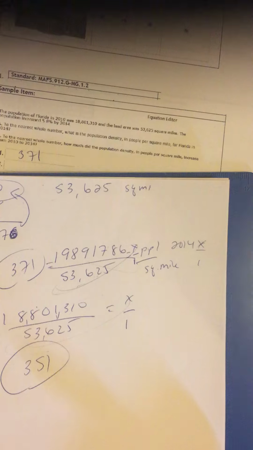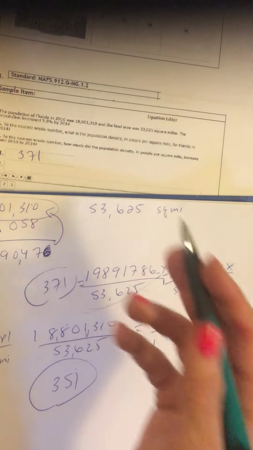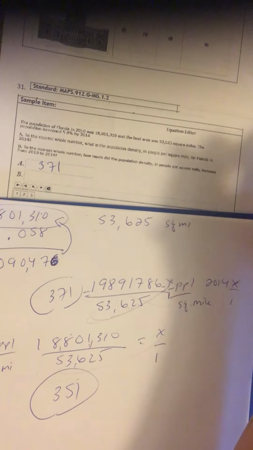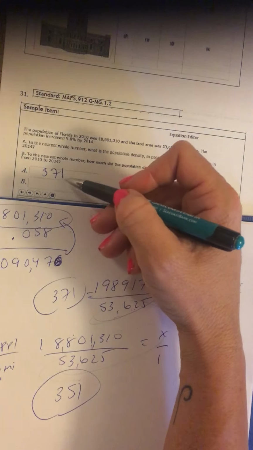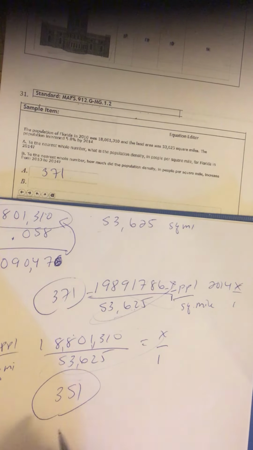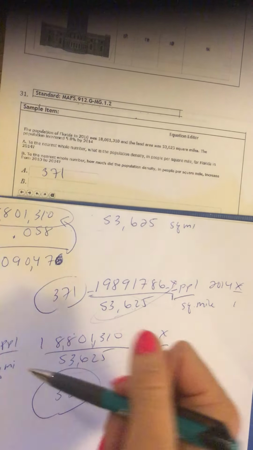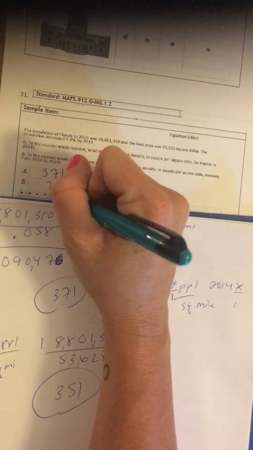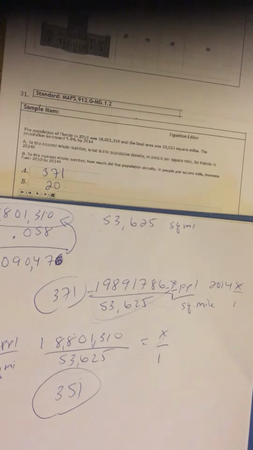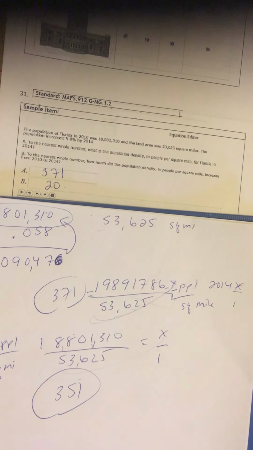Now, don't write that as your answer. That's not what it's asking you for. It's asking us for the increase. So we started with 351 people per square mile in 2010, and then we had an increase of 20. That's kind of cool. 20 more people per square mile.